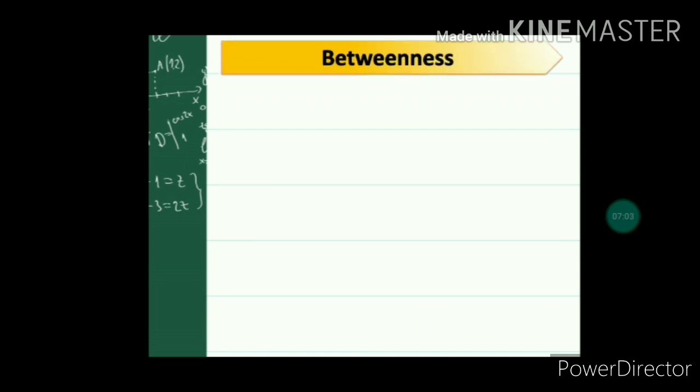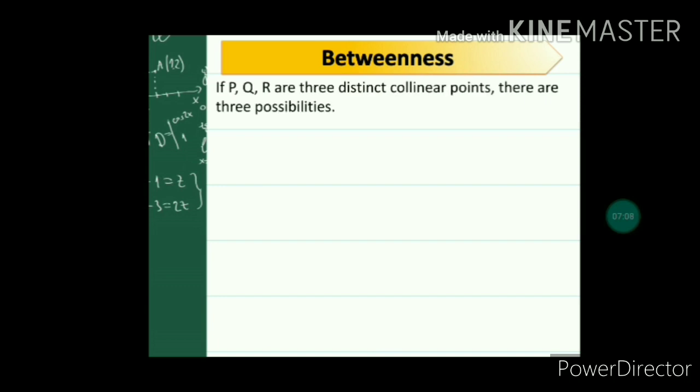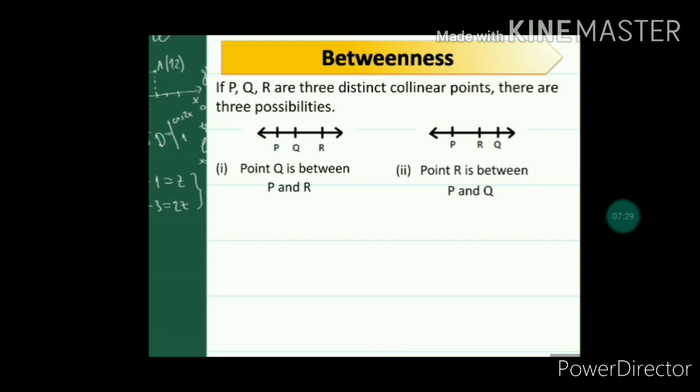Next topic is betweenness. If P, Q, R are 3 distinct collinear points, there are 3 possibilities. First possibility is point Q is between P and R. Second possibility is point R is between P and Q. And third possibility is point P is between R and Q.